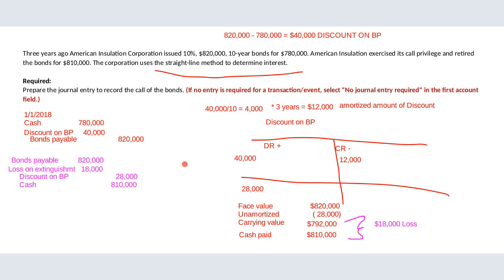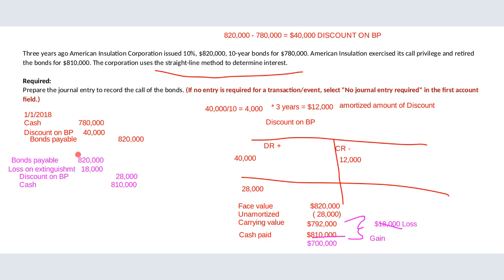So remember, a loss is a debit, a gain is a credit. So if instead of 810, we paid 700,000 to extinguish the bonds, to pay off this debt, then instead of a loss, we would have a gain. So you have to get the carrying value of the bond up to the date of sale and compare that to the cash that you need to pay to liquidate that debt. And that would be the amount of gain or loss that you have to realize.